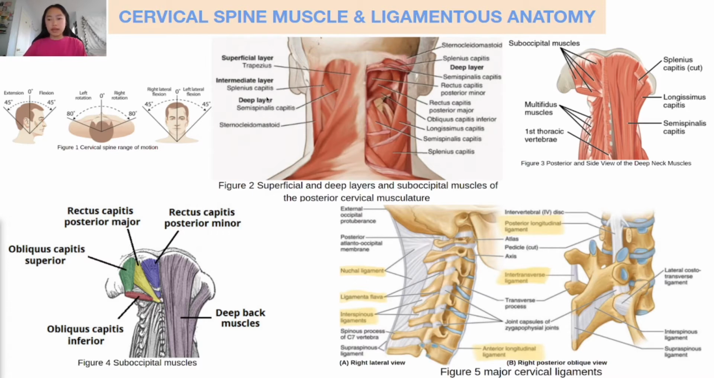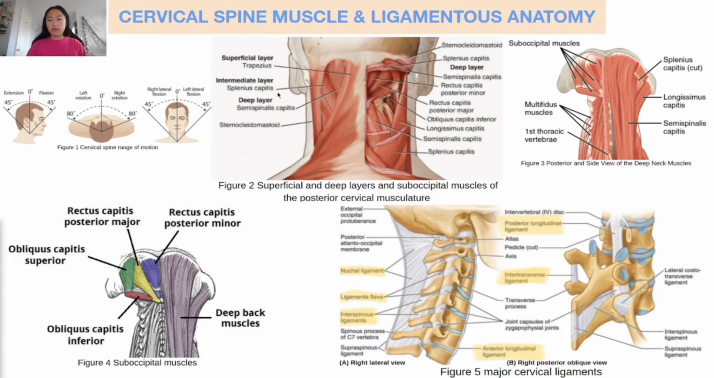Next, we have the splenius capitis, so we can see it right here on the superior portion, and we can also see it right here. So it's deep over here, and it's in the intermediate layer over here. And so the splenius capitis originates from the nuchal ligament and spinous process of C7 to T3, and it inserts into the mastoid process of the temporal and occipital bone. Its innervation is the posterior rami of the spinal nerves C3 and 4, and its action is to extend, rotate, and laterally flex the head.